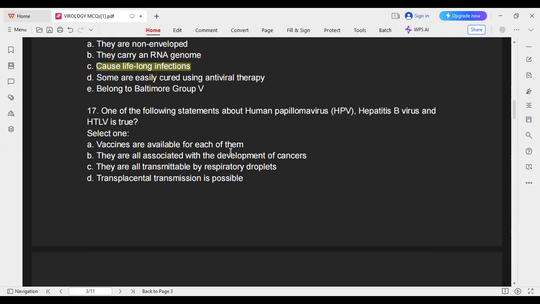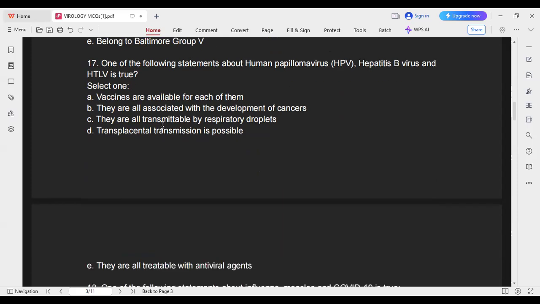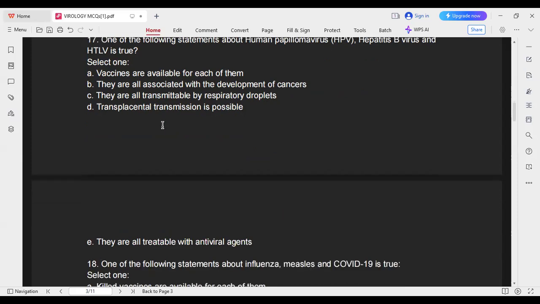One of the following statements about human papillomavirus, hepatitis B, and HTLV, human T lymphocyte virus, is true. Okay.